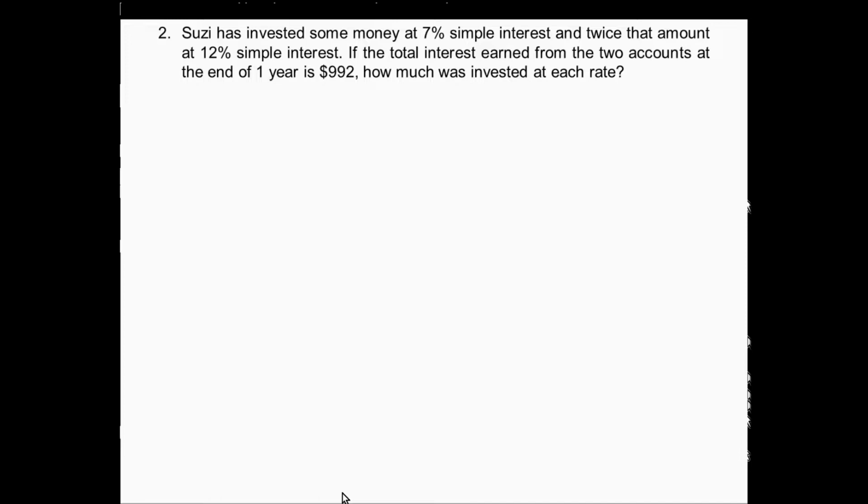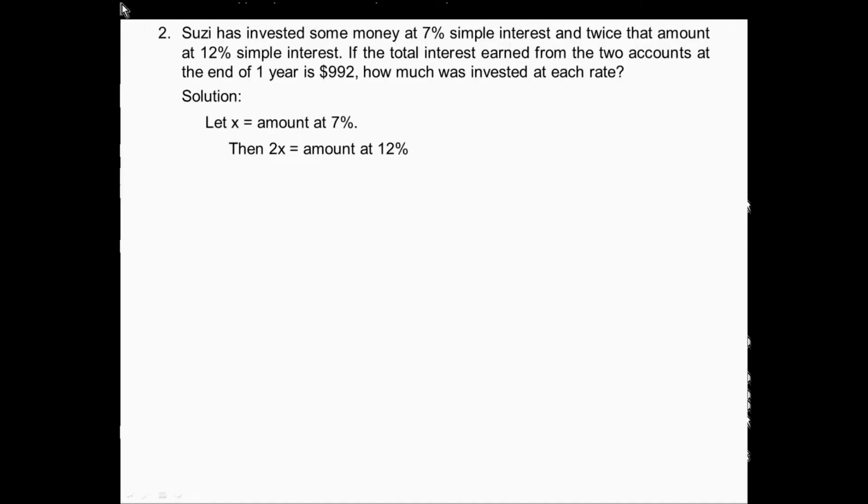Okay, now again, looking at the problem. Susie has invested some money at 7%. So how much? I don't know. Call it X. So X is equal to the amount at 7%. Twice that amount, so 2X, is at 12%. So again, here are my P's, and there are their corresponding R's. The time is, once again, 1 year. So when I add up the two interest earned, I should get 992.